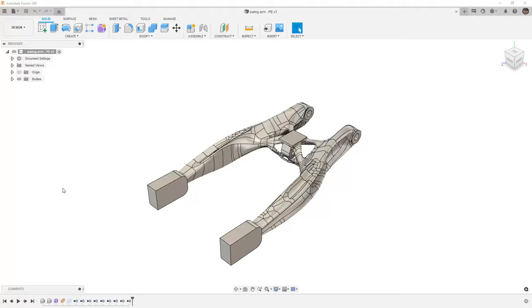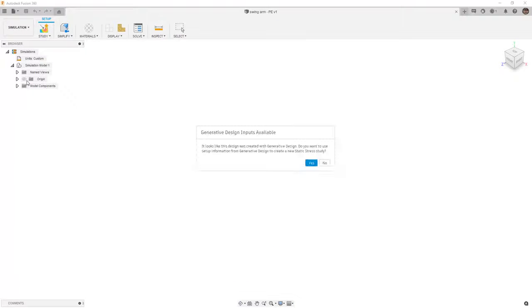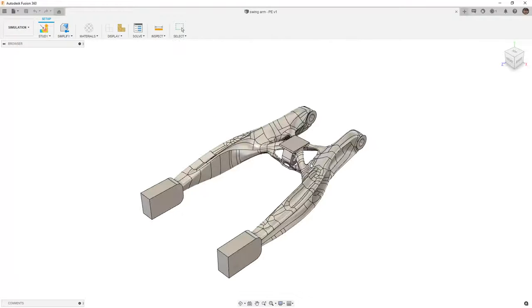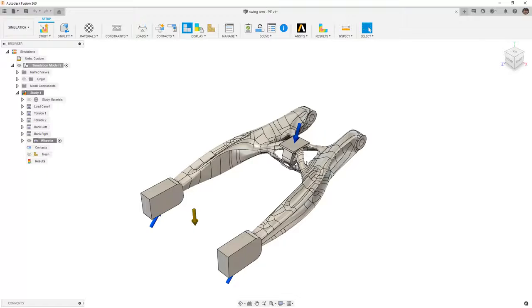We want to explore a linear static stress study for this generative outcome, so we're going to navigate to the simulation workspace. And notice that generative design inputs are available. We're going to select Yes to create a new study using those inputs. Because of this, we automatically have a study that's ready to solve.